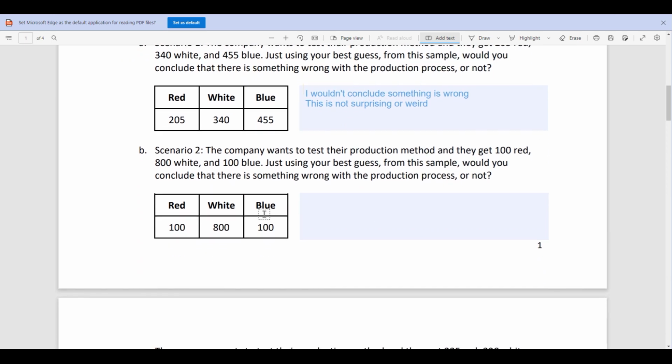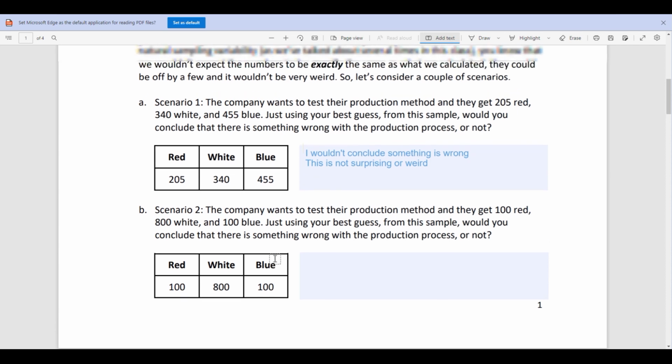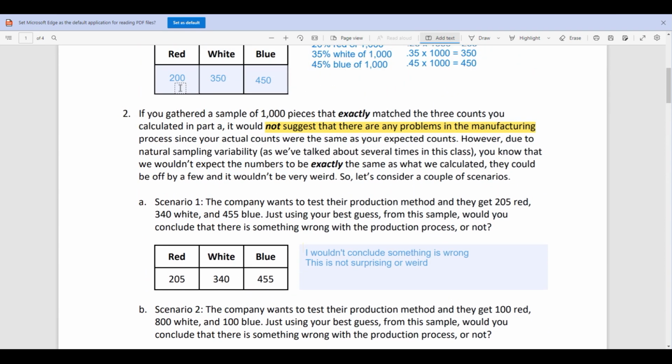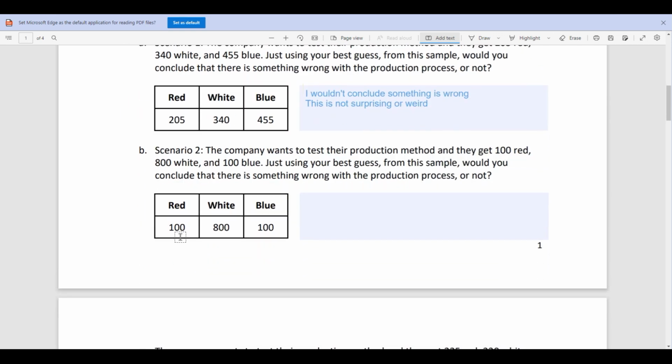Now let's consider scenario 2. Okay, the company wants to test their production method, and this time they get 100 red, 800 white, and 100 blue. So again, this is comparing to 200, 350, and 450. Is 100, 800, and 100 off enough that you would conclude that there's something wrong with the production process?